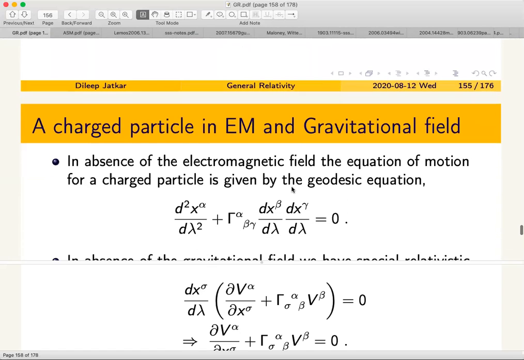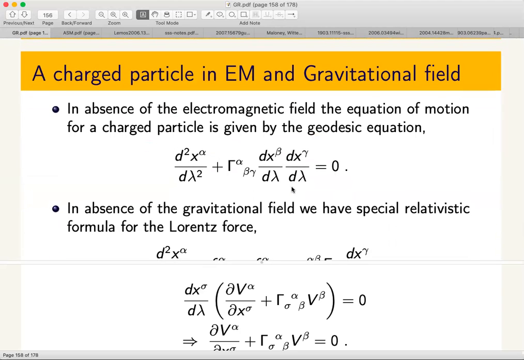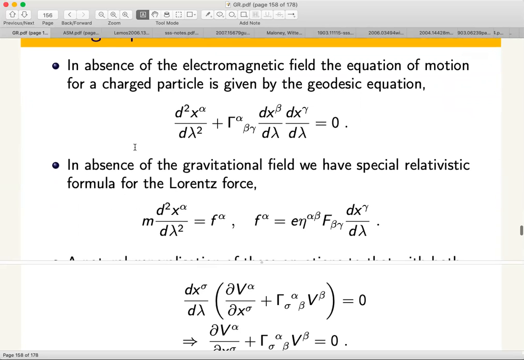So let's get back to the stuff that we want to do today. What we want to do is to consider a charged particle in electromagnetic plus gravitational field. Okay. So far we have been looking at the equation where there is no electromagnetic field. In the absence of electromagnetic field, the equation of motion for a charged particle would be just the same geodesic equation. So the particle carries charge, but if there is no electric or magnetic field, then there is no way of knowing that the particle actually has a charge. So therefore, it is only the gravitational effect.